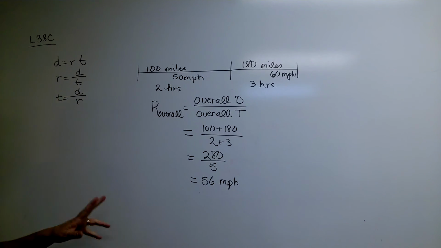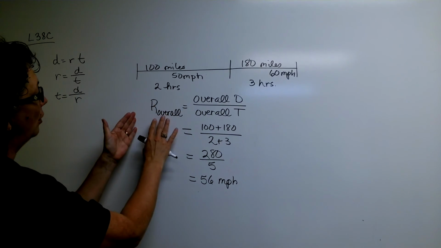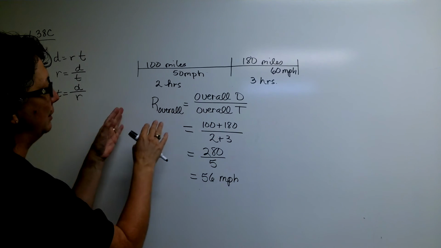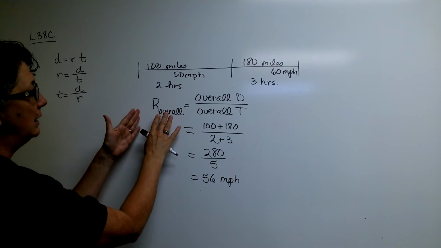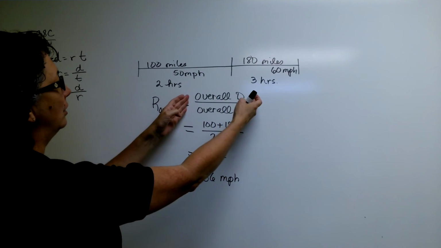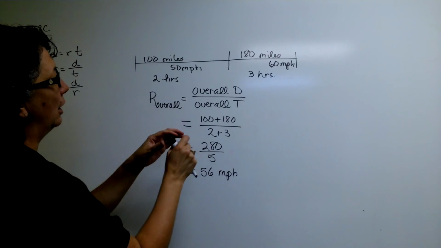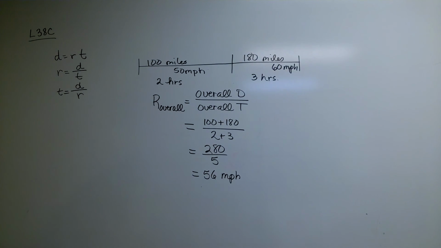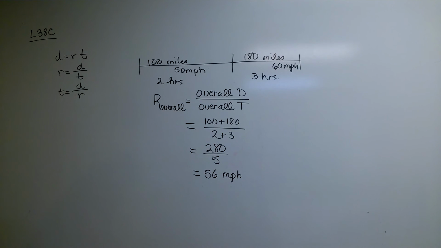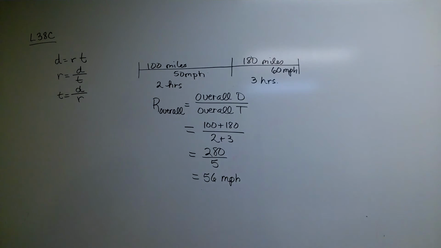So remember on this one, to get our overall rate or our overall time, either one, but our overall rate, we've got to have the overall distance divided by the overall time. Here's another example, example 8, that you can look at.